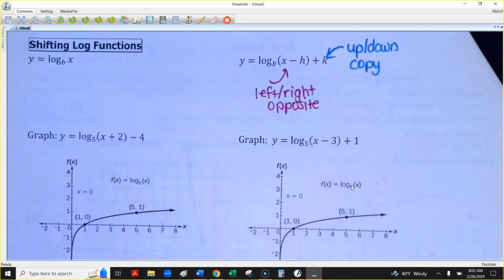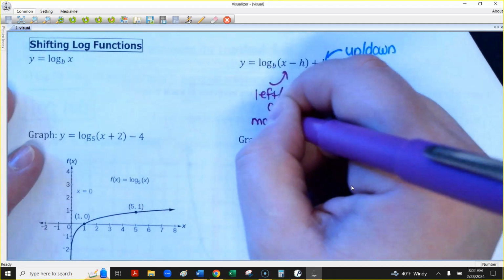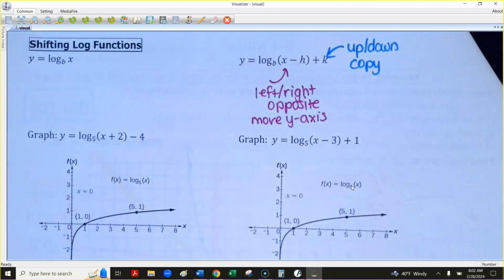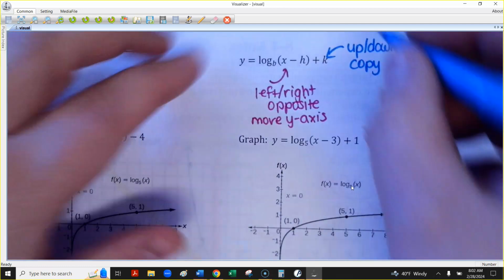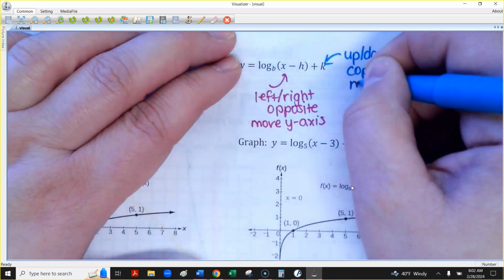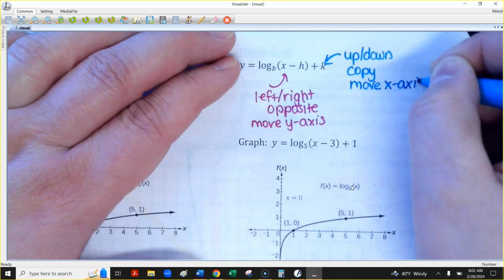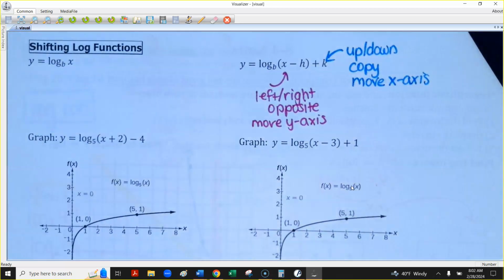For the left or right, we're going to move the y-axis. If I move left or right, because remember the y-axis actually has the equation x equals 0, the x is going to move left or right, so it'll move the y-axis. If you move up or down, you're going to move your x-axis. And then we're just going to plot points. It's not going to be hard, I promise.